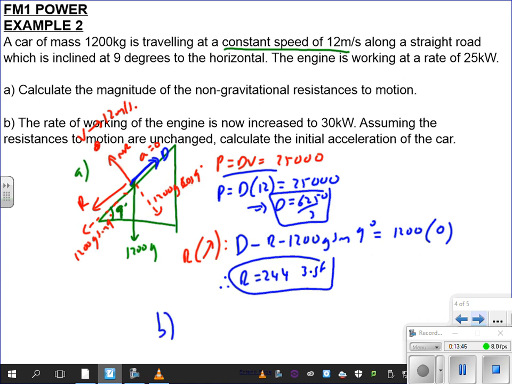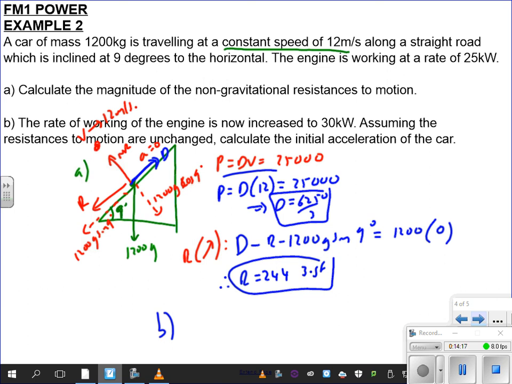Part B. All right. So that was part A. The rate of working of the engine is now increased. Right, so think about what happens with that. At the moment, my velocity was constant. Which kind of says to me that as it was constant, D equaled all my resistance forces, didn't it? Everything opposing it. That told me that I'm working at V max at that point.